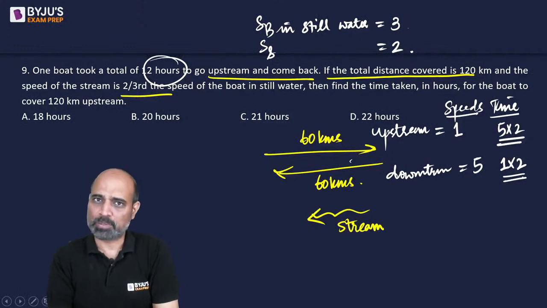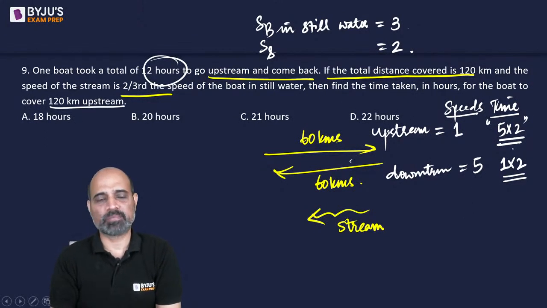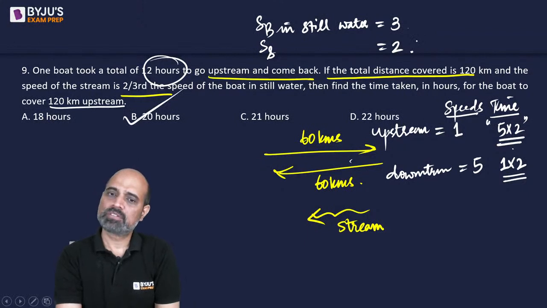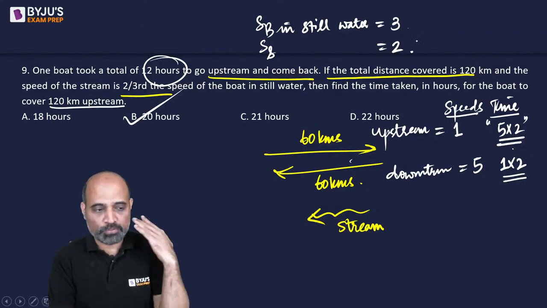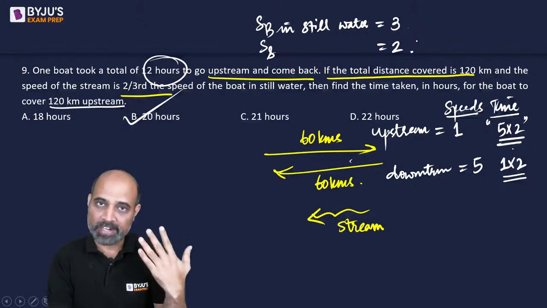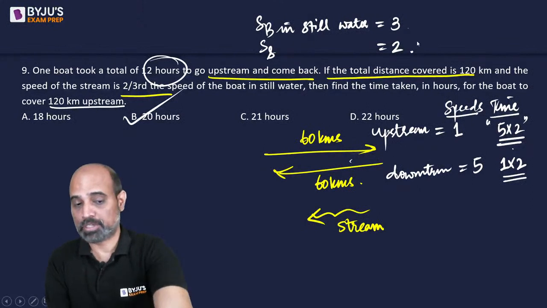Downstream है ना, जल्दी जल्दी पहुंच गया. So अगर 60 kilometers कवर करने में ये बोट 10 hours लेता है तो 120 kilometers upstream चलने में कितना टाइम लगेगा? 20 hours. You can see that I did not use a formula, I used a proportion. Of course, the formula is at the back of your head. You are thinking about it. That's how you are able to relate or you are able to use the proportion.